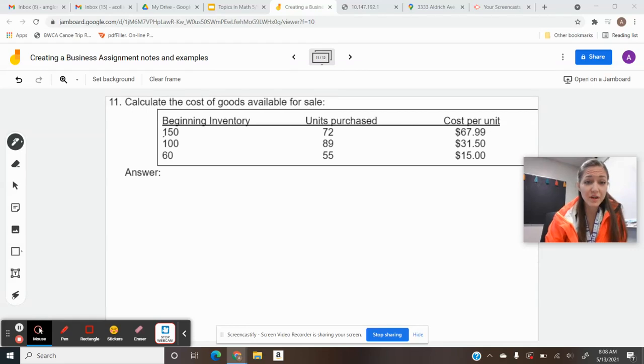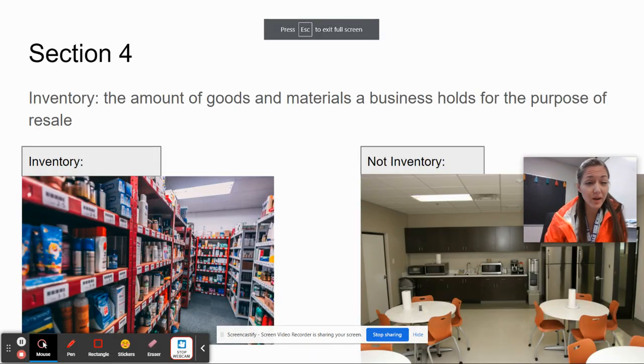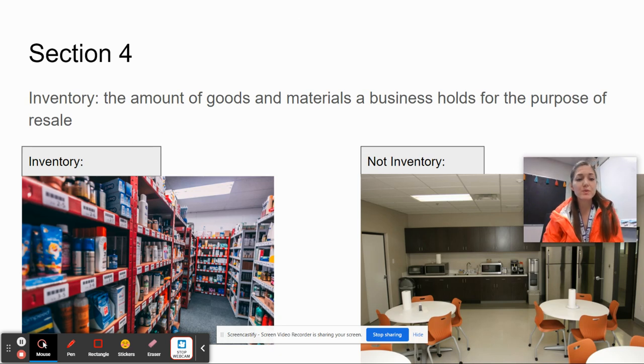Hey guys, so we are going to be doing section 4 of the assignment today, calculating inventory. And just real quick with the vocab for section 4, just the one word, inventory. Inventory is referring to the amounts of goods and materials a business holds for the purpose of resale. So it's just fancy for saying the items they intend to sell.